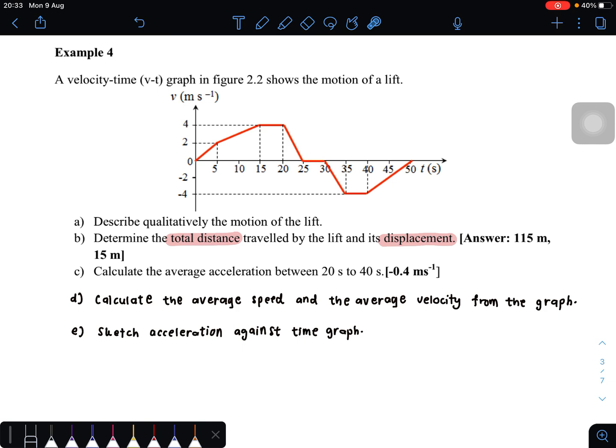The only difference here is for total distance, you just ignore all of the negative value. But for displacement, you need to include the negative value. So this one includes negative, this one just ignores the negative. Okay, so how to calculate the area under the graph? We just need to divide them into parts.